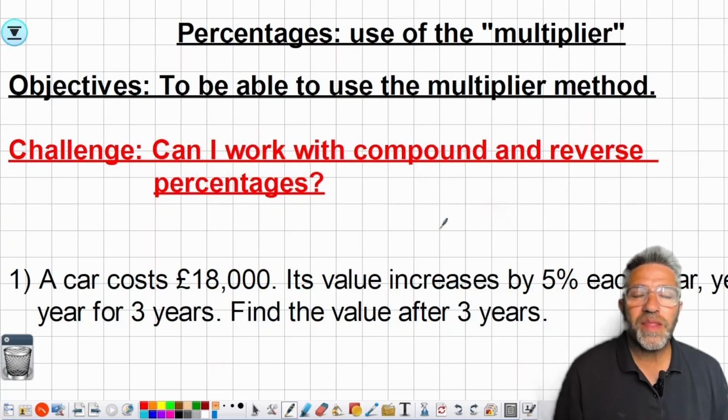Hello and welcome. Are you somebody looking to achieve one of the highest grades possible in GCSE maths? If you are, then please continue watching this video on percentages and more specifically the multiplier method. Now, as always, we will be calling upon your prior knowledge and previous understanding. This video is no different.